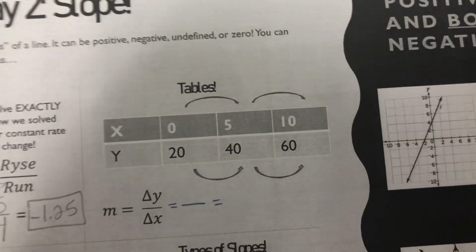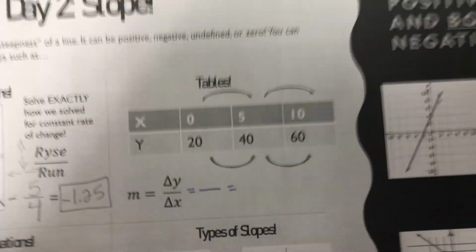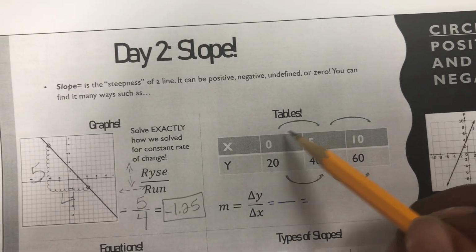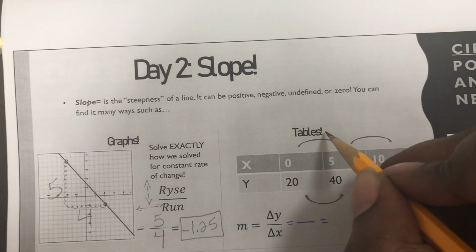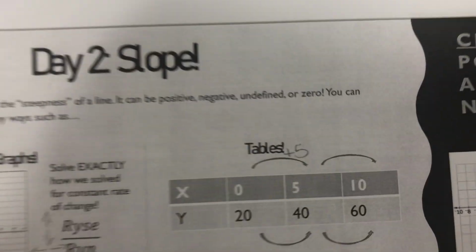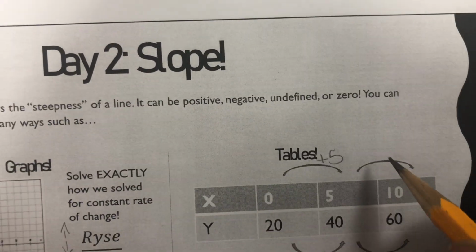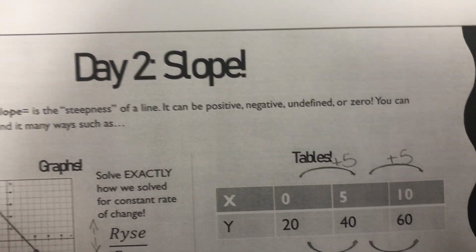Okay, so that was with the graphs. Now with the tables, it's just same old stuff. So as far as our x's, what did it take to get from 0 to 5? Hopefully we know that's just plus 5. What about 5 to 10? That's just plus 5 again.